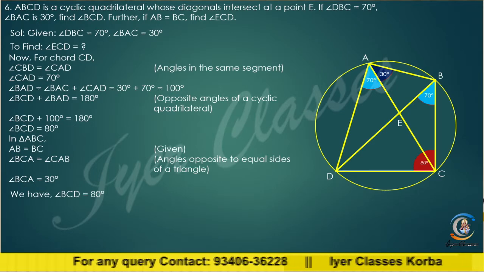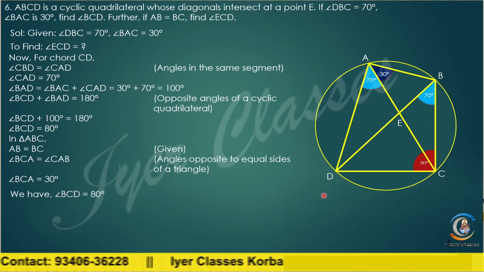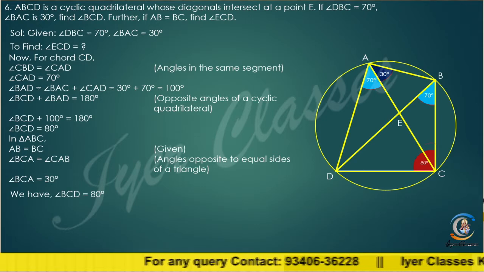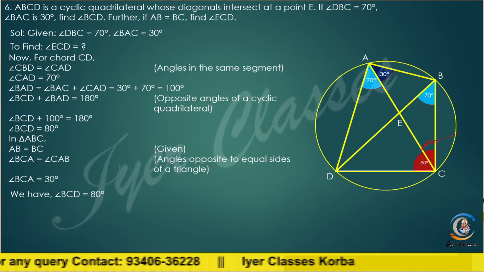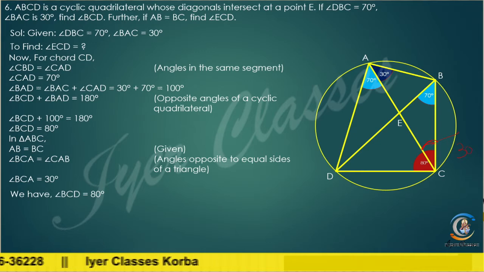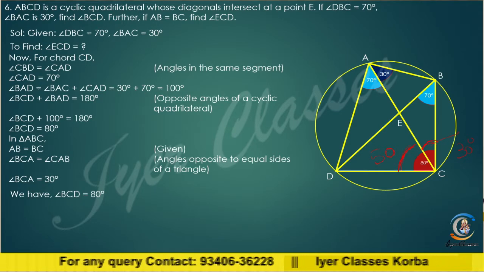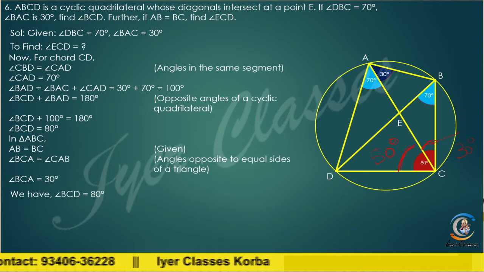But what is the measure of angle BCD, this whole red angle? It is equal to 80. A part of it is equal to 30 degrees, and this other part is also equal to 30 degrees. So what should the remaining part be? 80 minus 30, which is equal to 50 degrees, right?